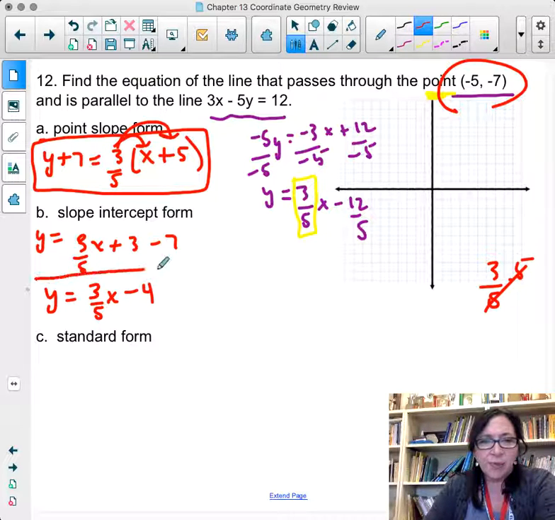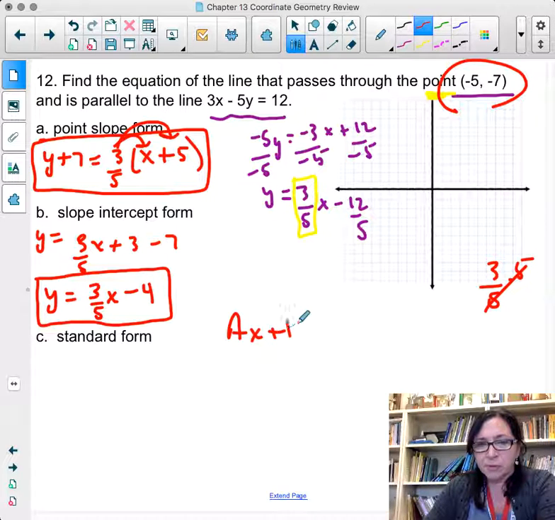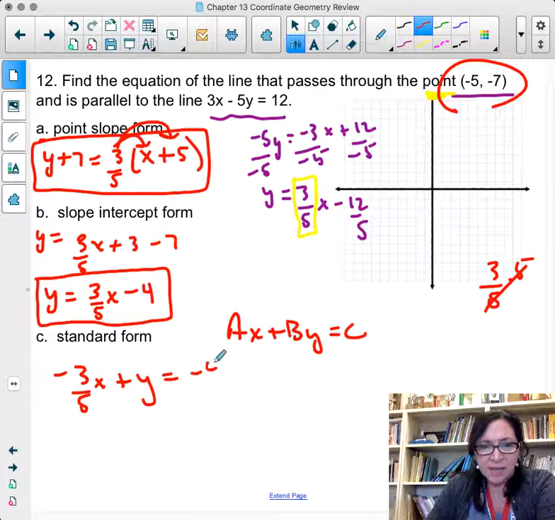So now that's slope-intercept form, meaning I solve for y. The last form is standard form. Remember, standard form is ax plus by is equal to c. So that means this x and the y, see how they're on the same side? This needs to be brought over. So we have negative 3 over 5x plus y is equal to negative 4.